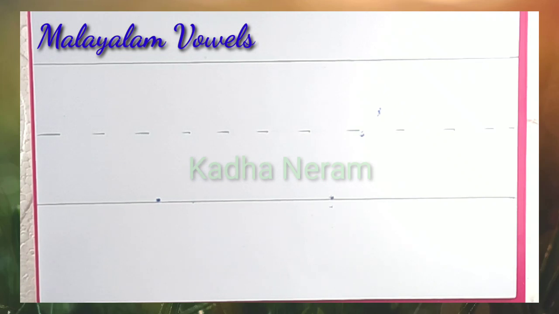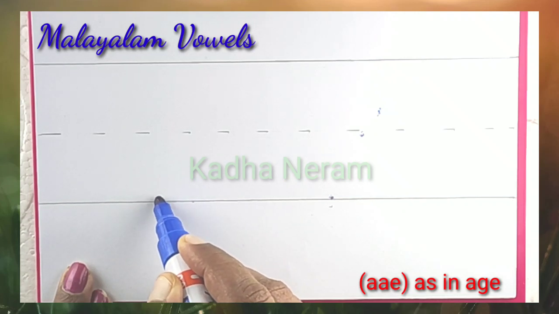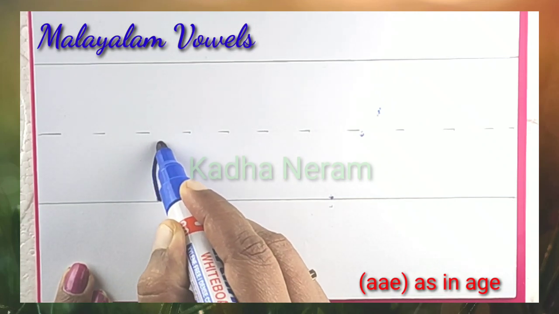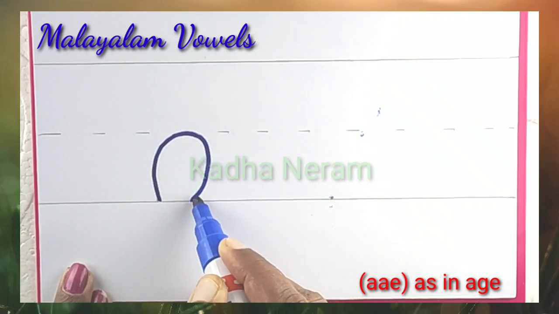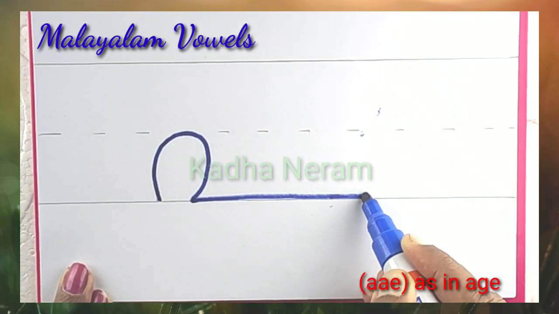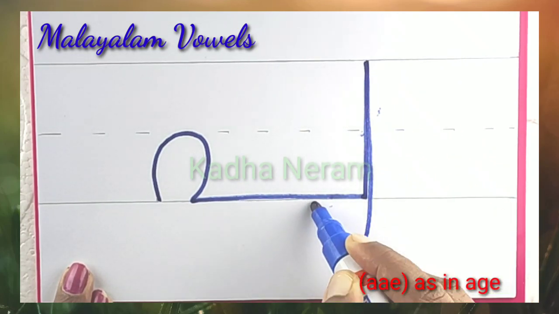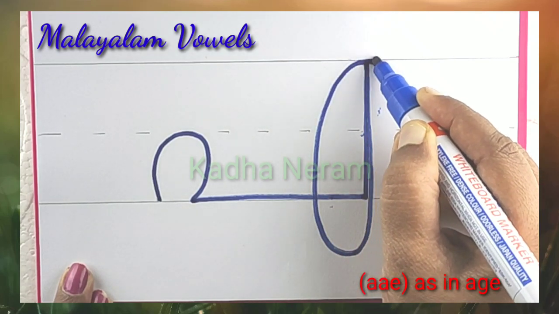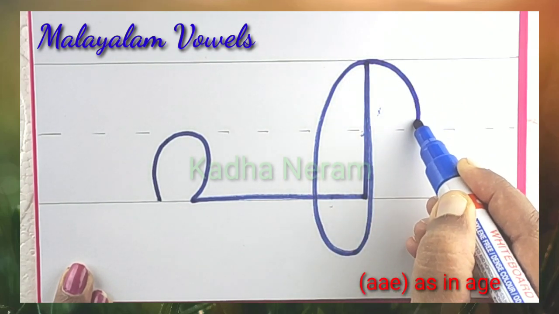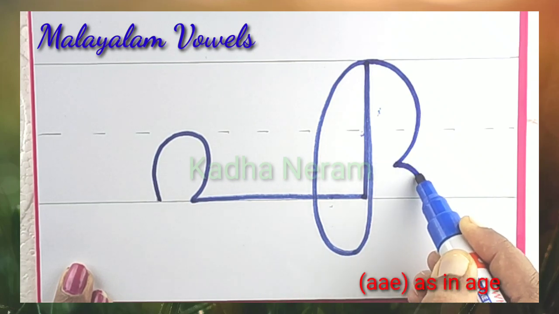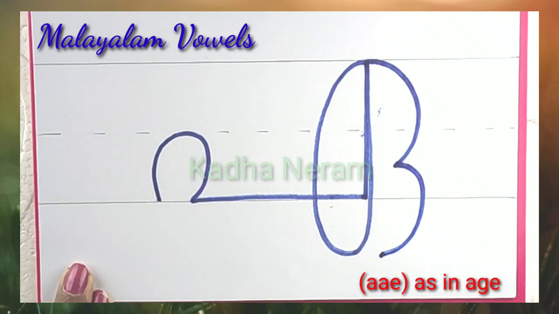Now let's write the next letter, which is A. Same like A, we will write. Start from here, come down, again to the right, go up, come down, go up here. And now for A, we bring it down a bit more and then we will put it down. So it's like you almost cover the whole letter. So that is A.